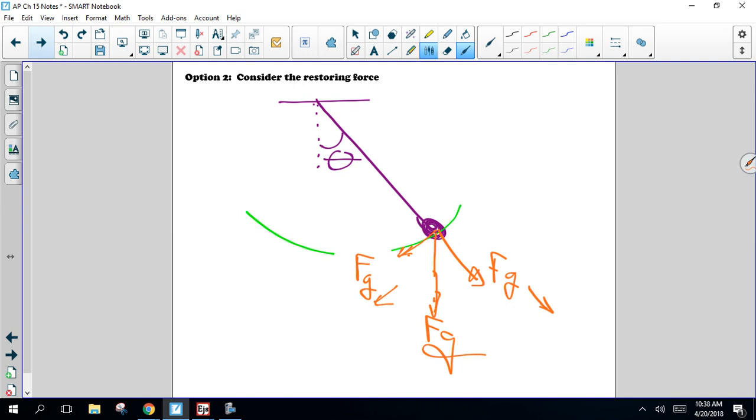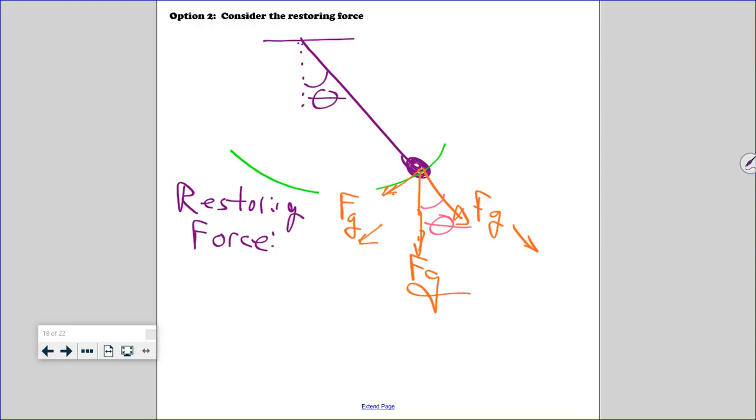So, do you guys agree that it's this FG that way that's going to restore the pendulum back to its starting position? All right? And do you guys agree that this theta up here is the same as this theta here? So that means that the opposite side must be FG sine theta, right? Okay, so my restoring force is Fg that way, which is the same as Fg sine theta, which for small angles is the same as Fg theta.